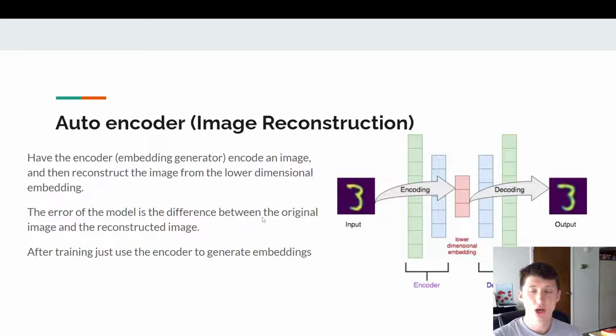And the idea is we have an encoding network and a decoding network which are stitched together, so they're trained at the same time. The encoding network is asked to create a lower dimensional embedding of your input image, and the decoding network is asked to reconstruct the image from the embedding. The error of the model altogether is the error between the two images. After you're done training, you just throw away the decoder, and your encoder is now a useful image embedding network, because this embedding is detailed enough that it could reconstruct the image from it.